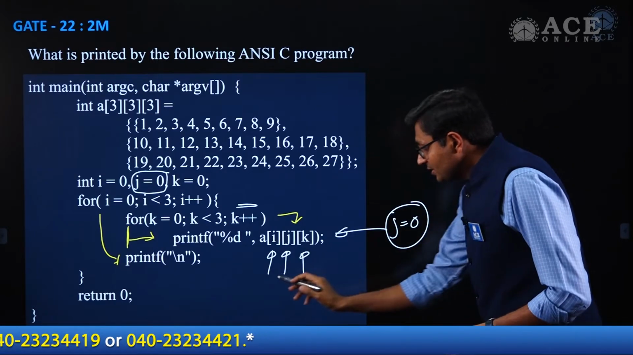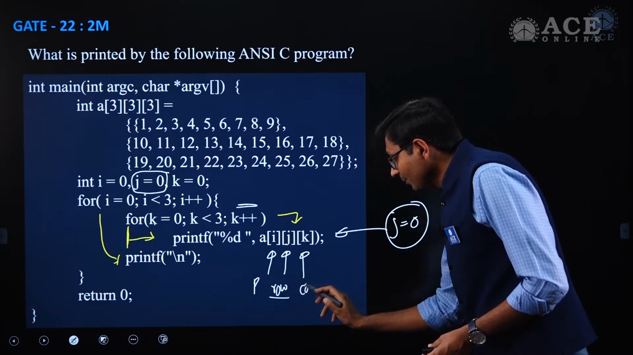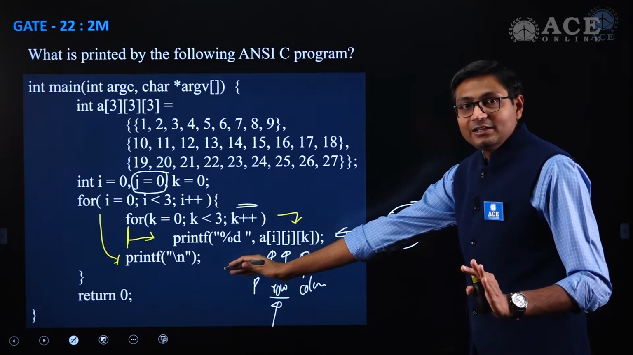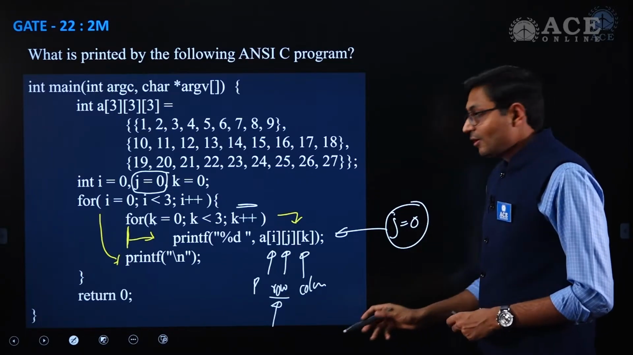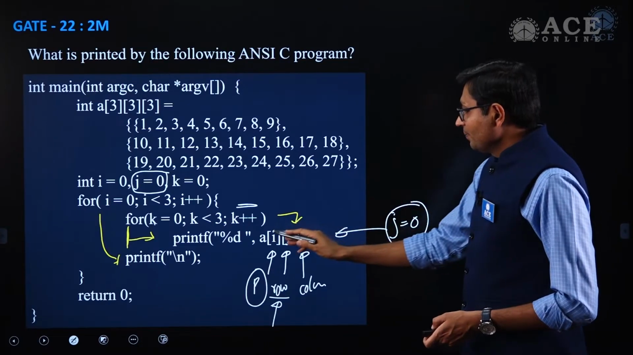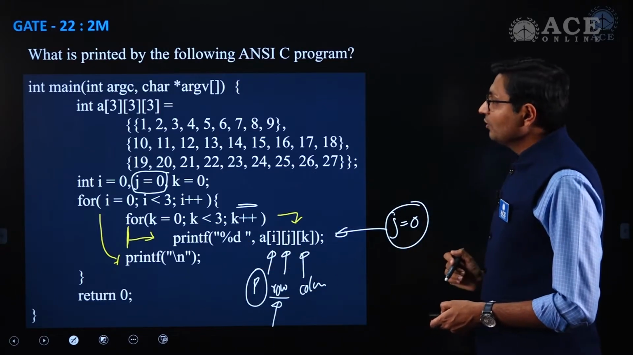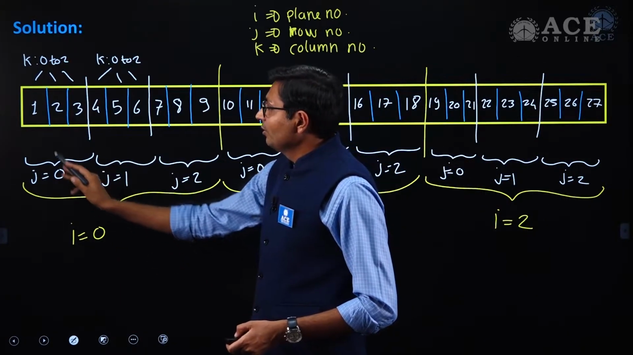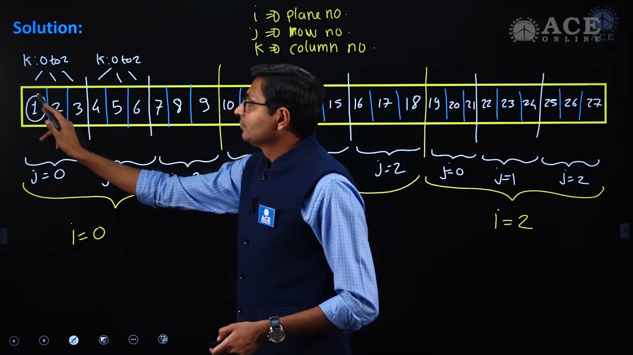So here this is the plane number, this is the row number and this is the column number, isn't it? So the row number is constant here for the entire iteration. That's why, if j is equal to 0, it means for all the planes, let me put the values now: 0, 0, 0 and 0. What value will be printed? Okay, 0, 0 and 0. I, j and k, 1 will be printed.